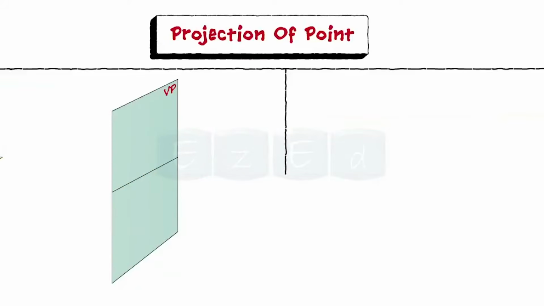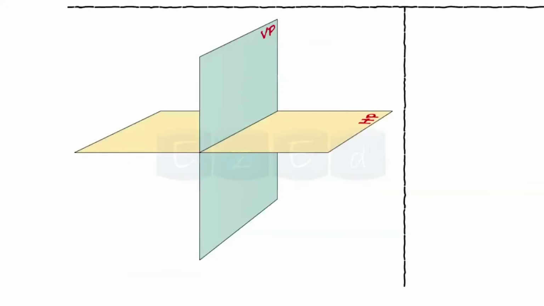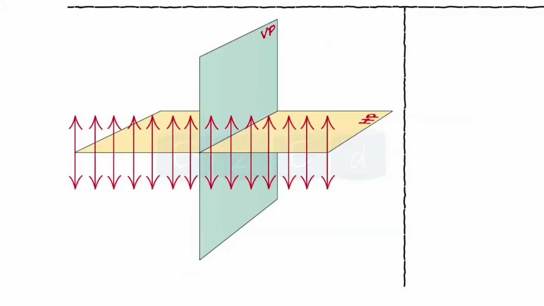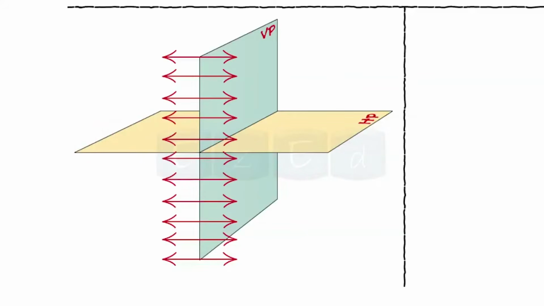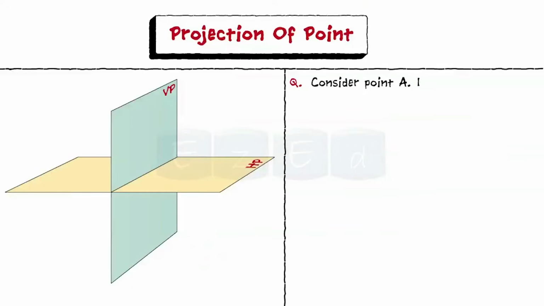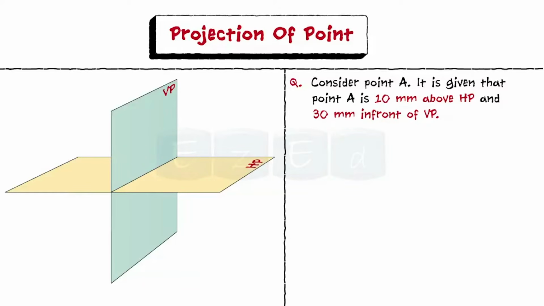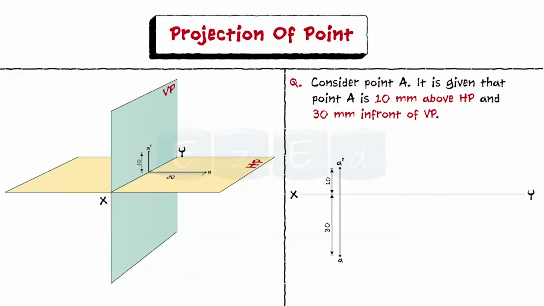Now let us consider different cases of a point and understand the terms above and below for HP and in front and behind for VP. Consider point A. It is given that A is 10 mm above HP and 30 mm in front of VP. Taking line XY as reference line, as the term above refers to HP and in front refers to VP, draw a 10 mm line above HP and 30 mm line in front of VP. This is the basic representation of the given question.